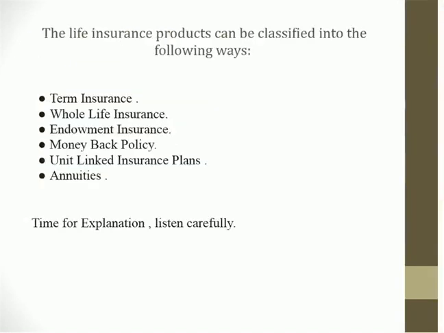The life insurance products can be classified into the following ways: term insurance, whole life insurance, endowment insurance, money back policy, unit linked insurance plan, as well as annuity. Now we'll understand each type of insurance in a much detailed way. The first one is term insurance.